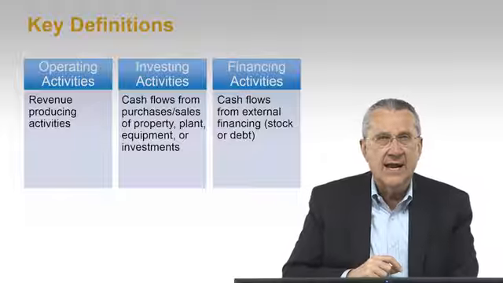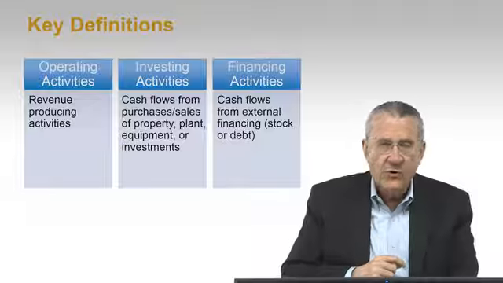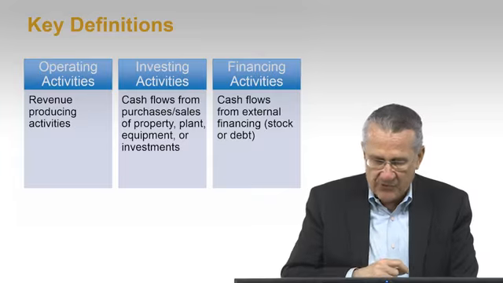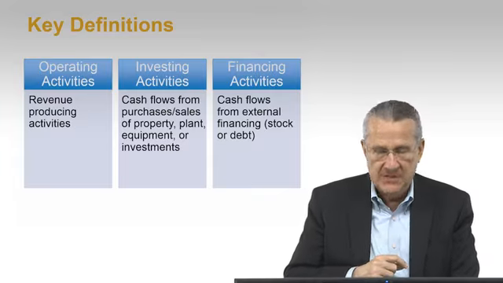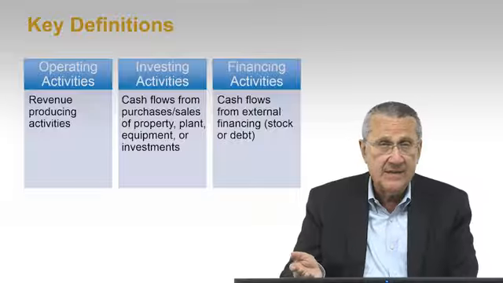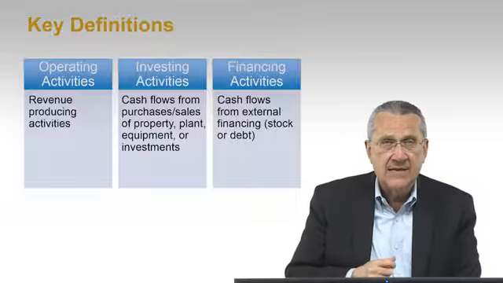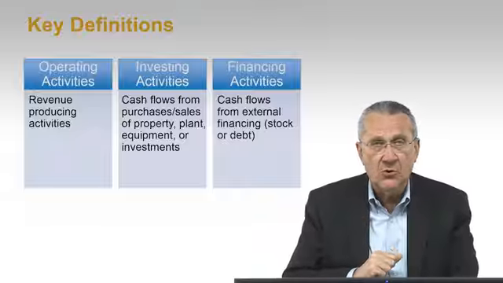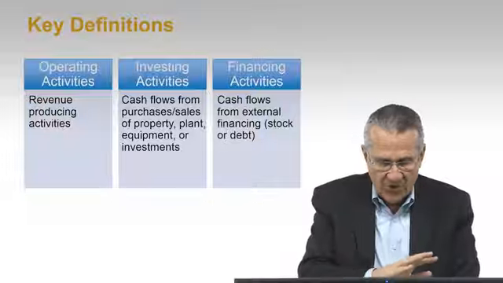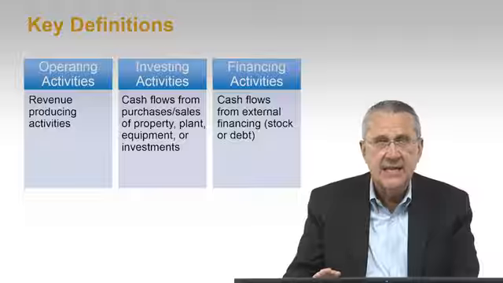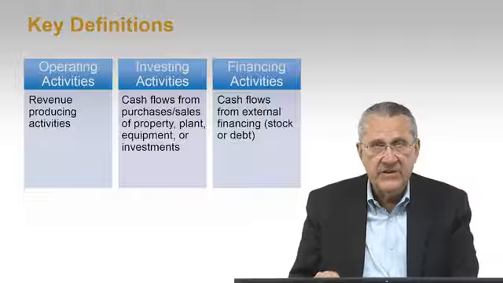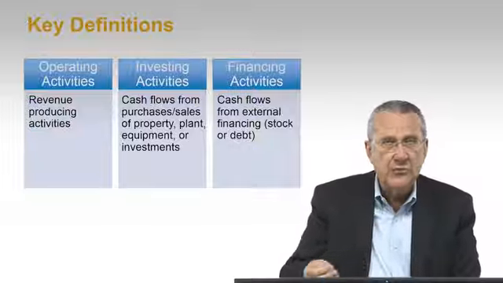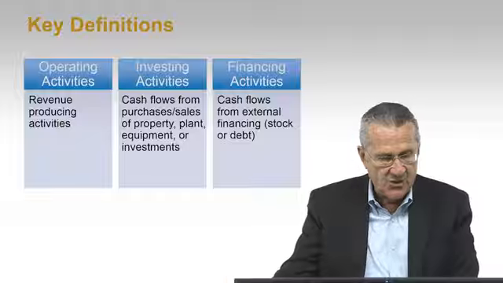not in operating activities. And finally, we're going to define financing activities as cash flows from external financing sources, either debt or equity. It could be stock or it could be contributions from owners if the business isn't a corporation. Okay, so those definitions are key in defining the kinds of activities and the kinds of cash flows that we'll report in each of the three sections of the statement of cash flows.